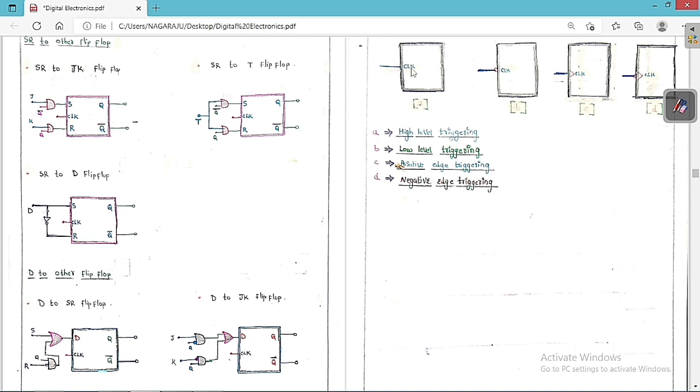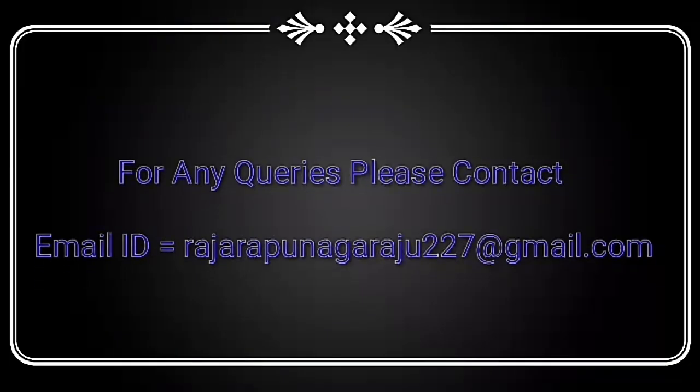So these are called high level triggering, low level triggering, positive edge triggering and negative edge triggering. Circuit A is called high level triggering, circuit B is called low level triggering, circuit C is called positive edge triggering, and circuit D is called negative edge triggering.